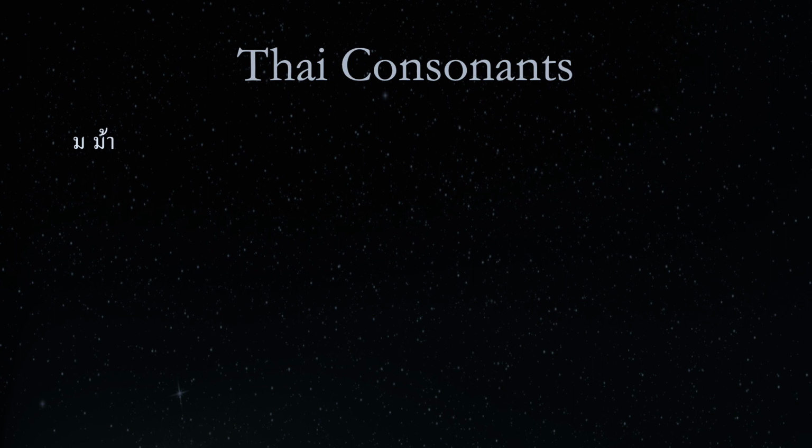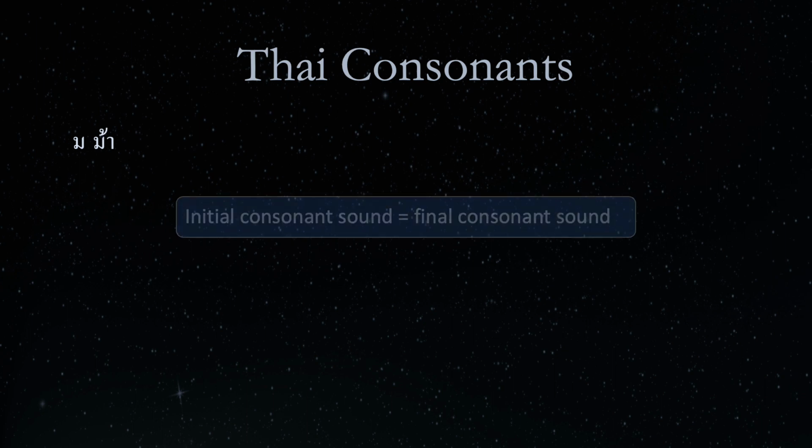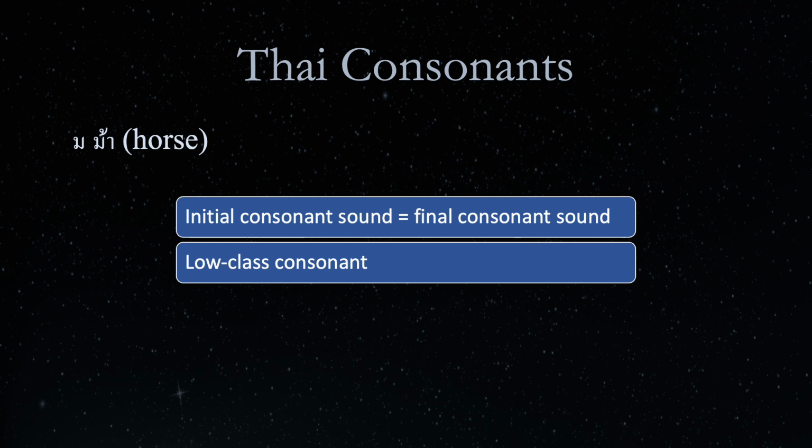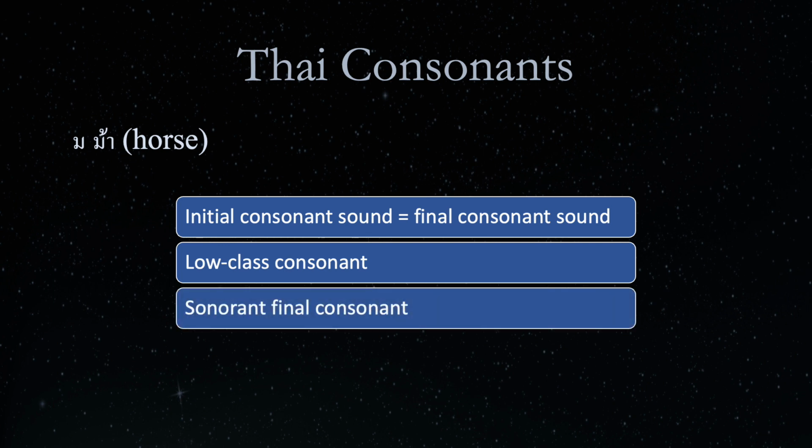The Thai consonant ma sounds like an M at the beginning and end of a syllable. Mo. The accompanying word ma means horse. Ma is a localist consonant and a sonorant final consonant.